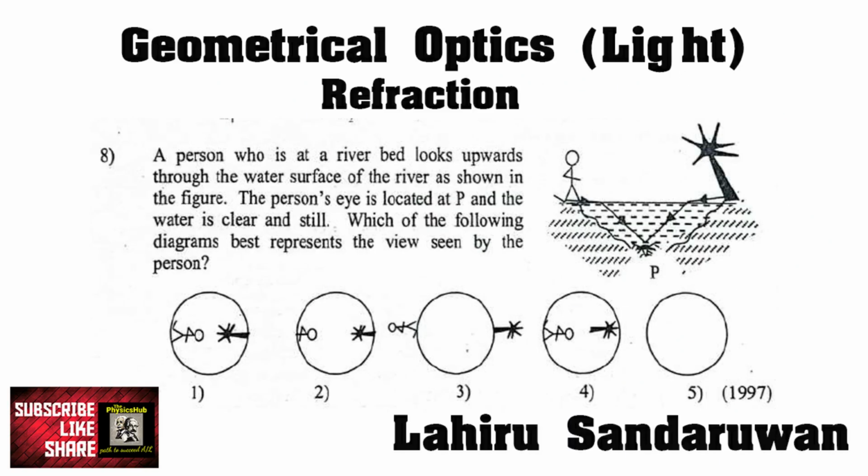The person who is at a riverbed looks upward through the water surface of the river as shown in the figure. The person's eye is located at P and the water is clear and still. Which of the following diagrams best represents the view seen by the person?